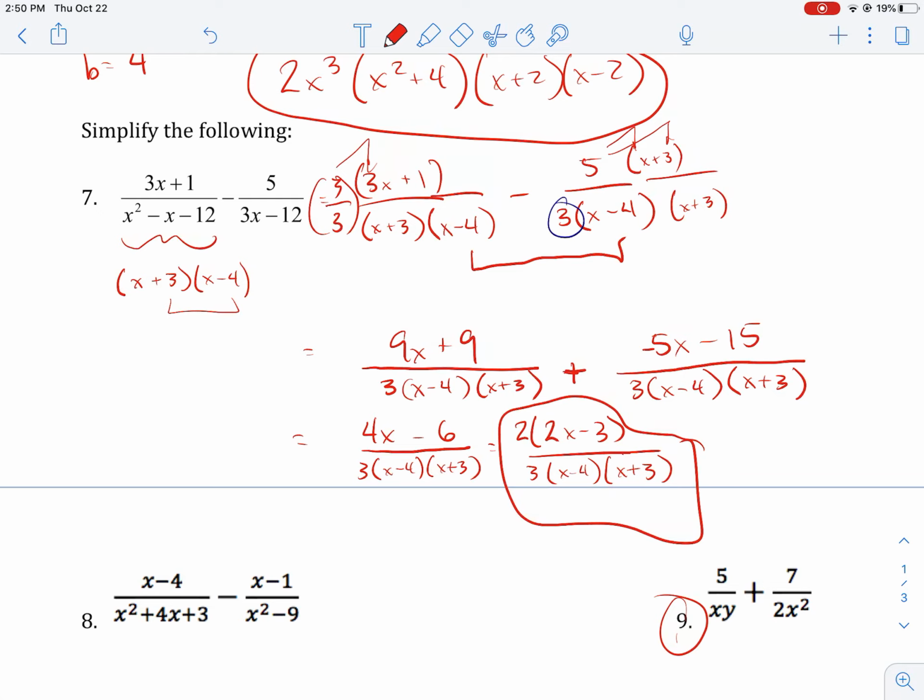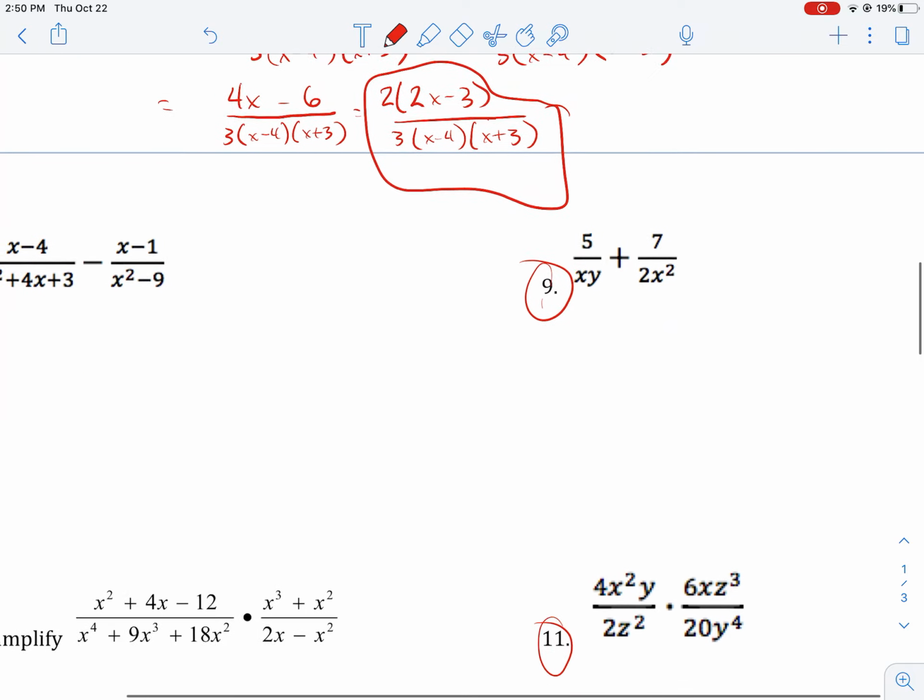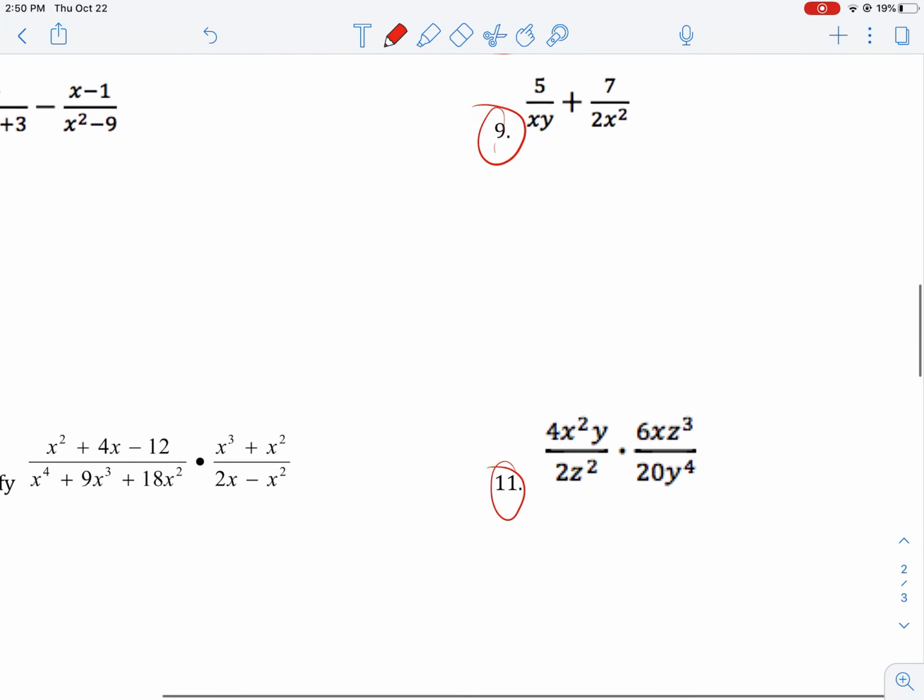All right, let's go down to number 9. Number 9, we're adding these two guys. So first thing I notice is that we're missing a 2 over here, right? So I'm going to have to multiply the top and the bottom by a 2.